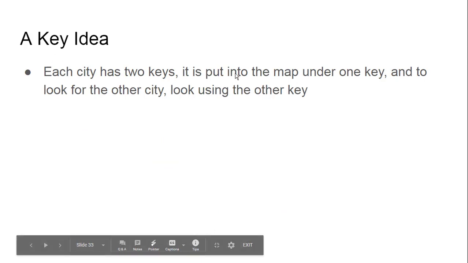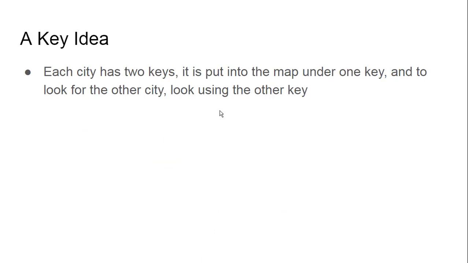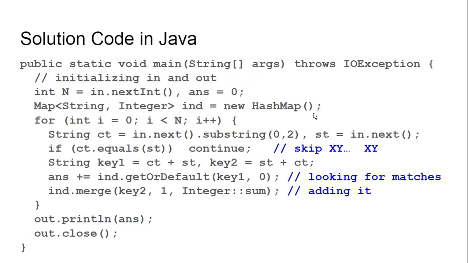So this is just repeating the key idea: one value has two keys. It is put into the data structure under one key, and then when we do a lookup, we use the other key. And this idea is actually fairly common in solving many problems. So here's the code in Java.